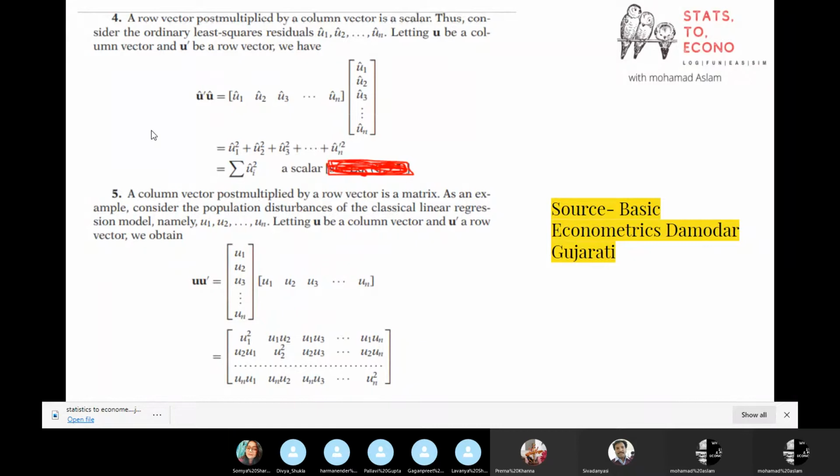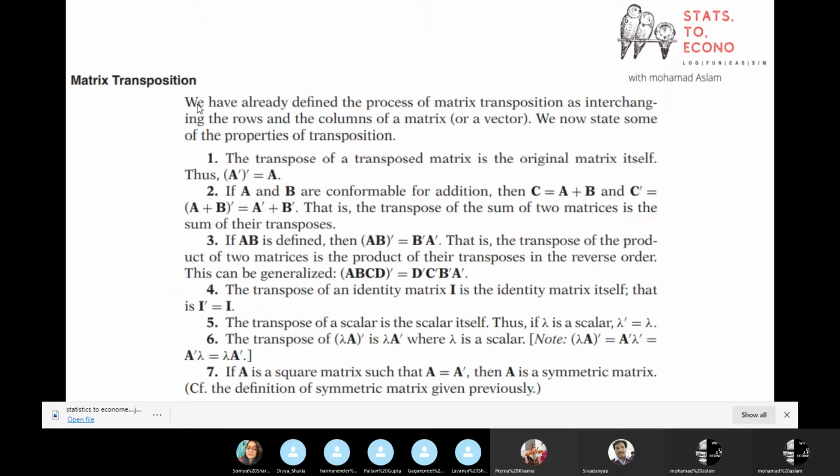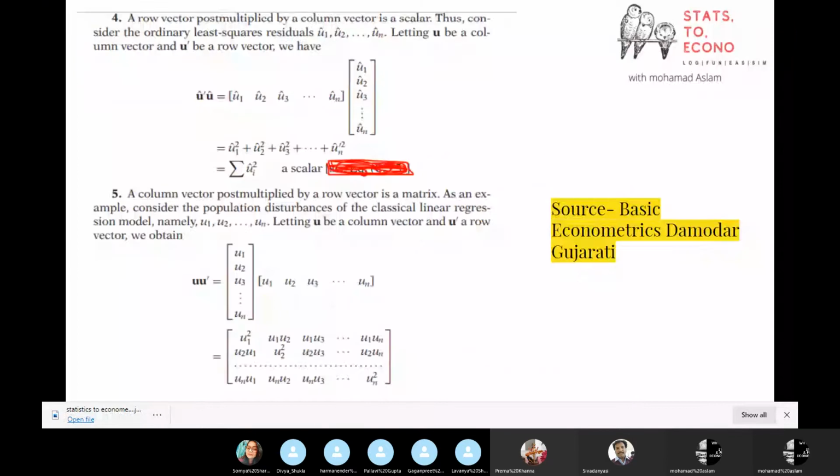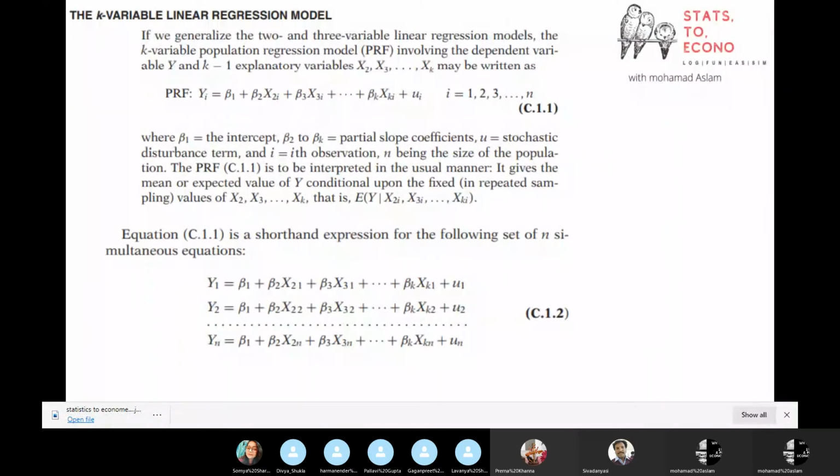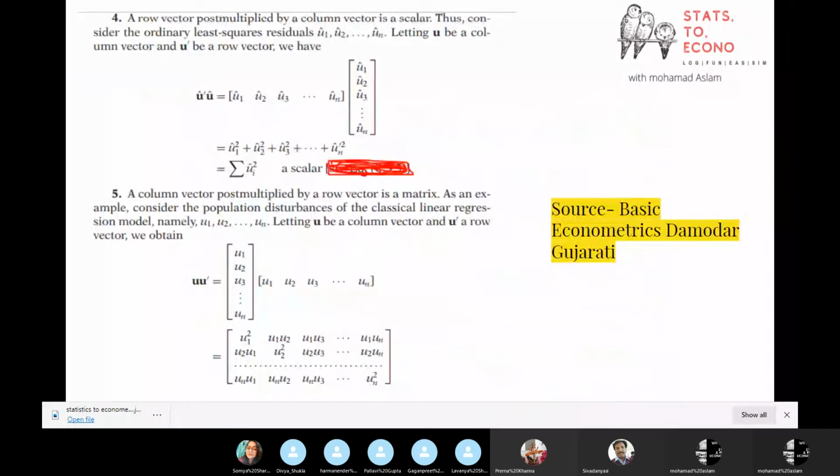Then again, now we are going to do it with the matrix. The background is the same: we are going to minimize the summation of u hat square. But when it comes to a matrix, the way we write the equations is different from the simple simultaneous equation methods. Now, in matrix form, the square means transpose of u hat. There are basics of matrix algebra required to do this derivation with the matrix method, so wherever required, I'll give you hints about which property is used.